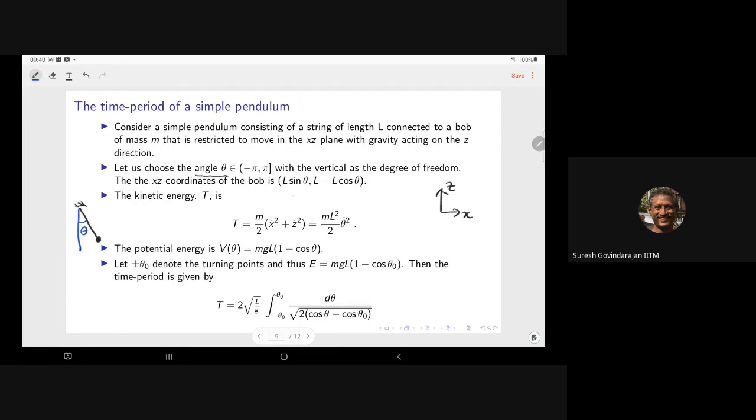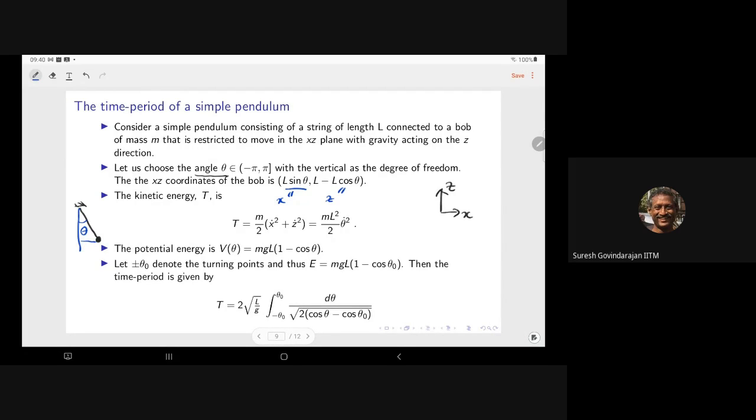So from this you can just see that this is xz, right? This is x, and x is L sine theta, and z is L minus L cos theta. So where theta is 0, z is 0, so that's how I chose my zero. I'm just saying this is x and this is z.